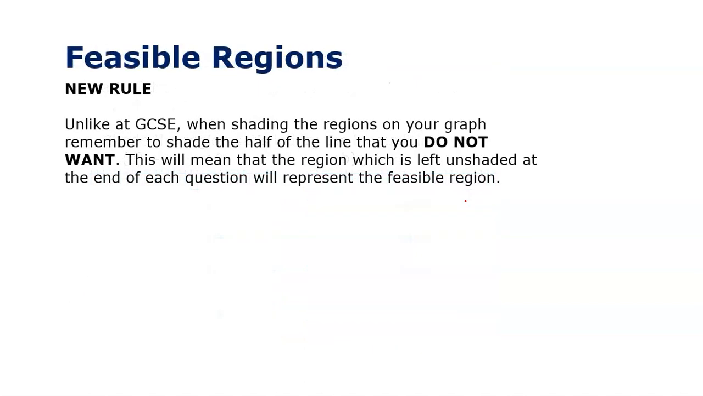Now, what's different then about A-level? Well, for a start, we call it feasible regions and linear programming. And I suppose the major difference for me is you're going to get more than one of these to shade at a time. So the way we deal with that is we end up shading the bit that we don't want, which seems a bit bizarre.